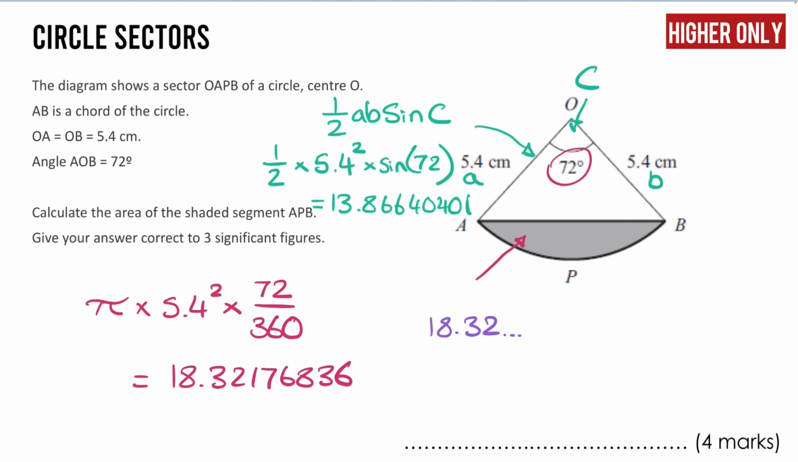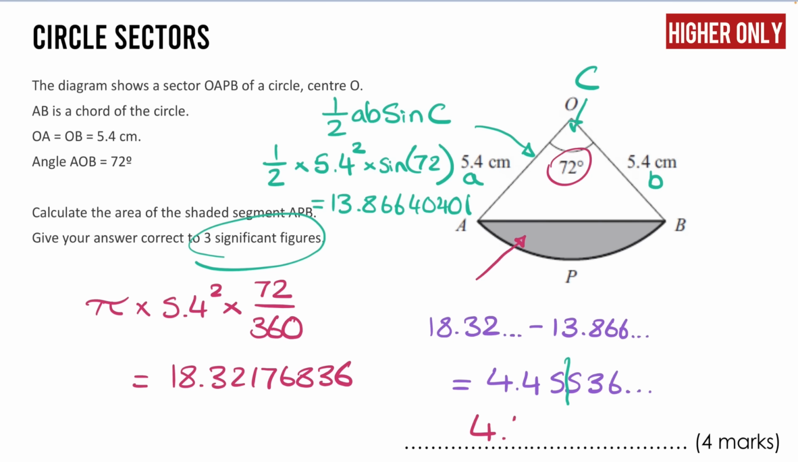I'm going to type the whole thing in, but I'm just going to write that down. Subtract the 13.866 number, and let's type the whole thing in. 18.32176836. Subtract the previous answer, and that comes out with an area of 4.45536. I'm going to stop there because the question only wants it to three significant figures. So 1, 2, 3, and the answer there will be 4.46, as there's a 5 after the line.